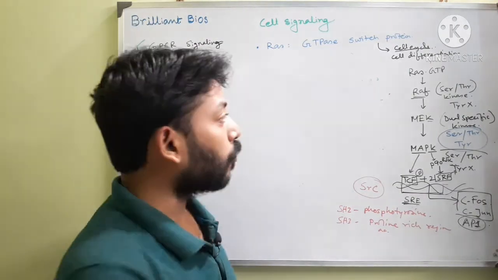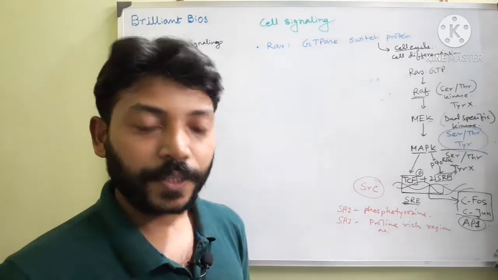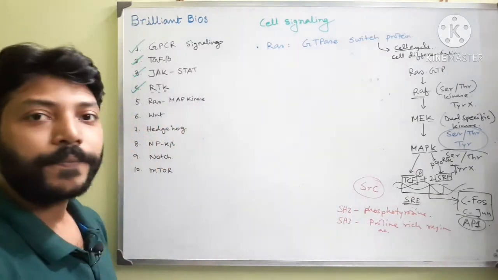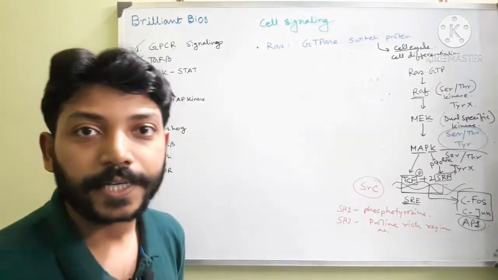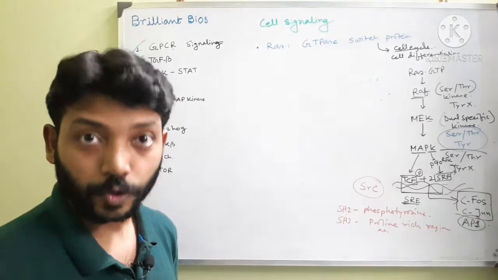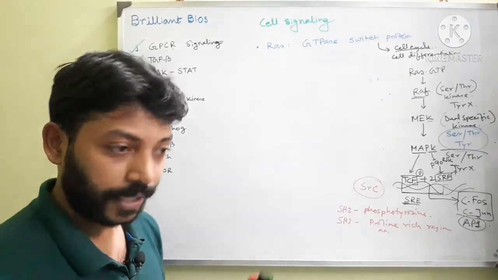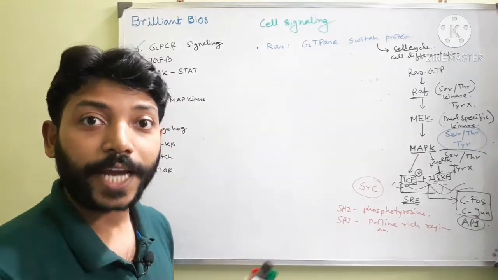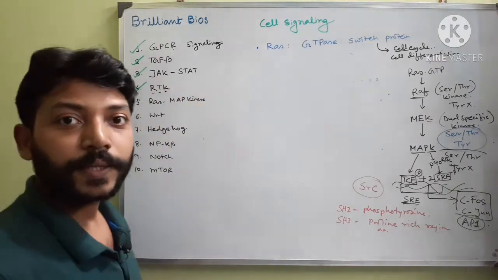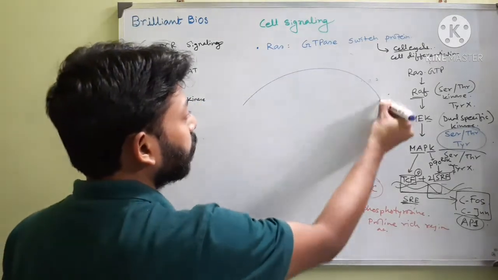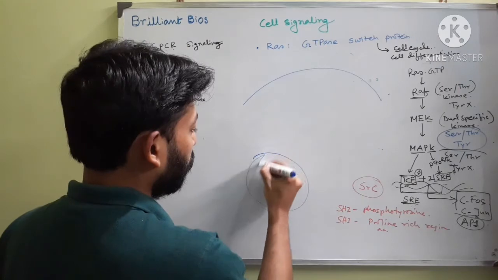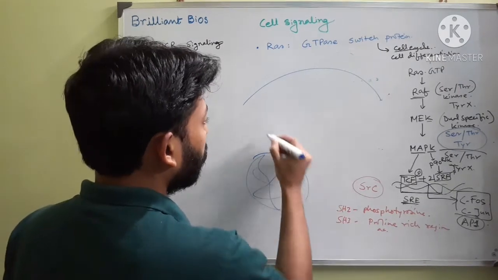Okay, so how does RAF get activated? When the cell is in an unstimulated condition, that means there is no growth factor in the surroundings of the cell, and there is no activation of this RTK pathway. Let's assume this is the cytosol and this is the nucleus.